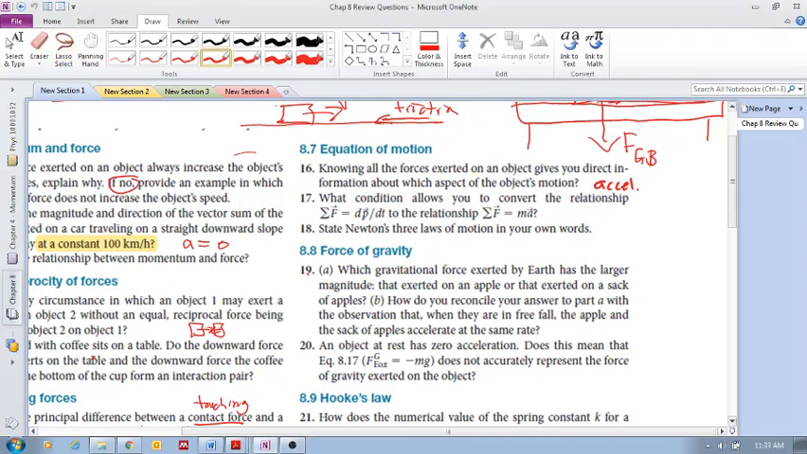Force of gravity, 19. Which gravitational force exerted by Earth has the larger magnitude? That exerted on an apple, or that exerted on a sack of apples? Many apples. Which gravitational force exerted by the Earth has the larger magnitude?